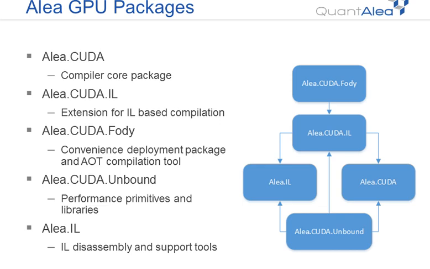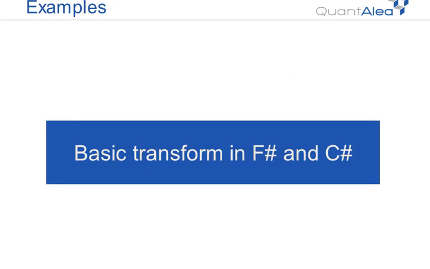Then we have a library of performance primitives and all the integrated libraries that we expose. They can be found in the Alea CUDA Unbound package. And then there is a helper package, Alea IL, which is responsible for IL disassembly and also has some support tools which are typically not used by a developer. If there aren't any further questions so far about the structure of the compiler and the packages, I can start with the examples.